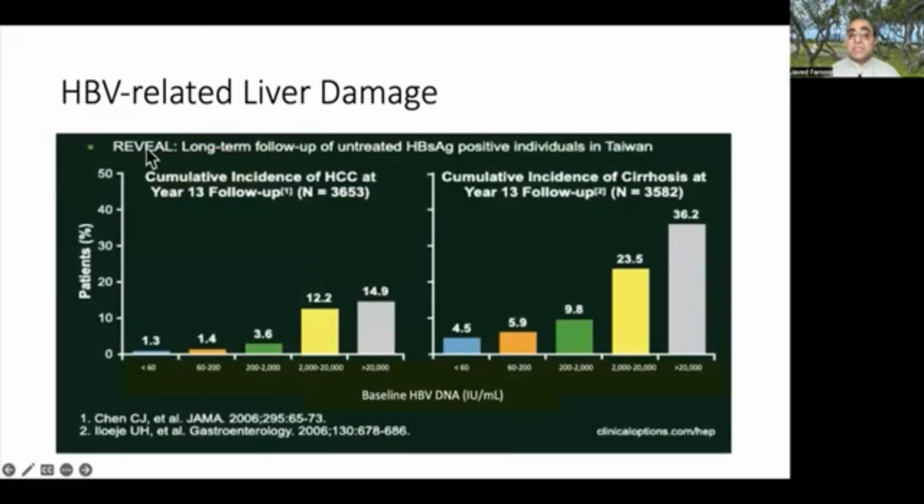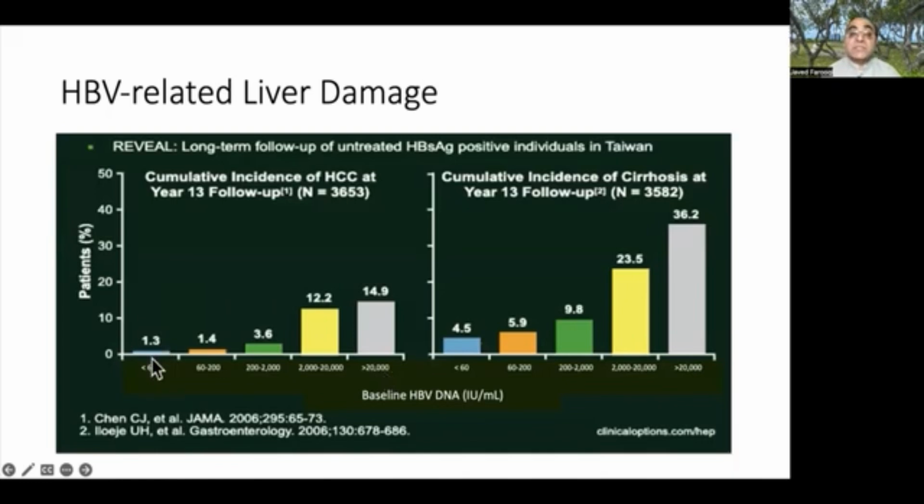This slide reveals the long-term follow-up of untreated HBsAg positive individuals in Taiwan, and this is the study which correlates the viral load with the cumulative incidence of HCC and cumulative incidence of cirrhosis at the 13 years follow-up. The viral load groups were less than 60 units, 60 to 200 units, 200 to 2,000 units, 2,000 to 20,000 units, and more than 20,000 units.